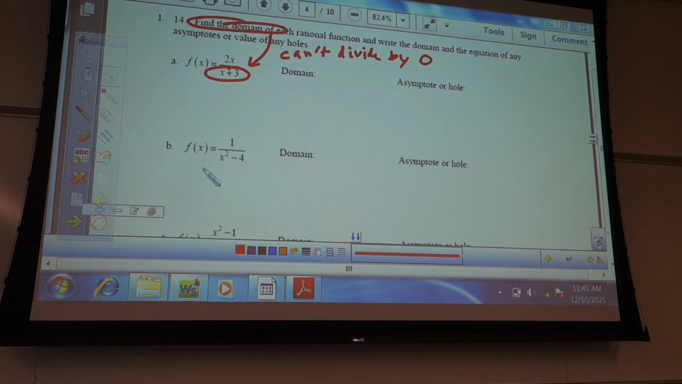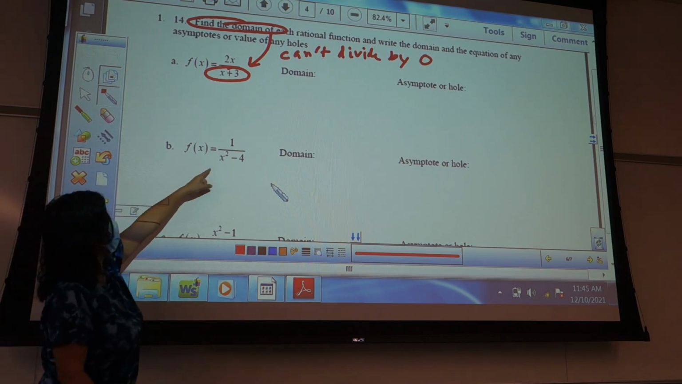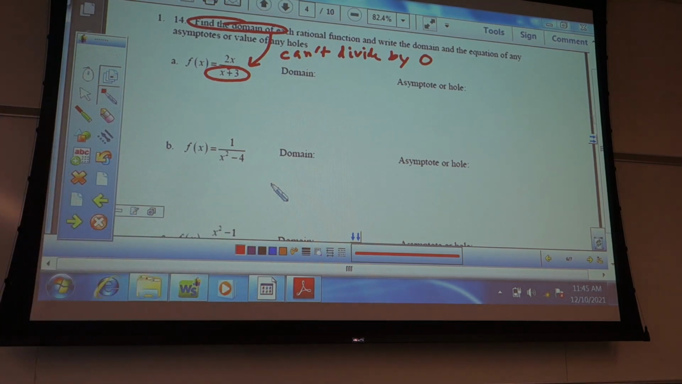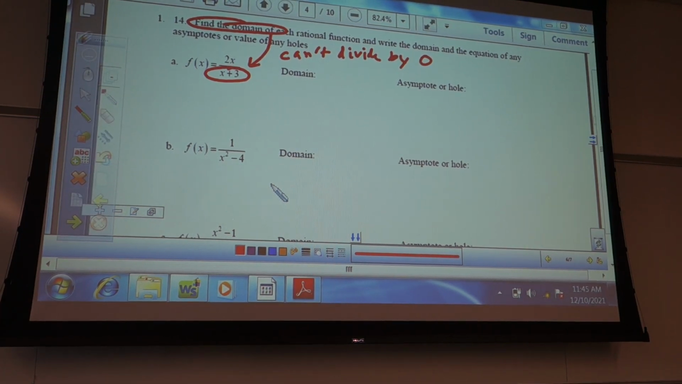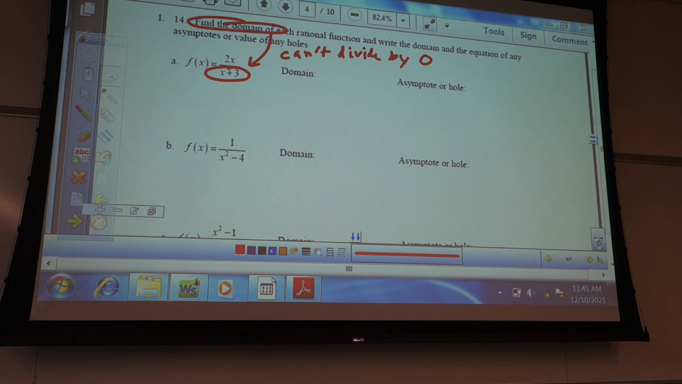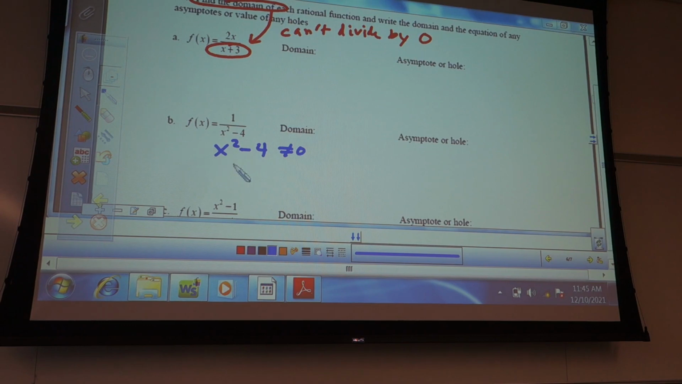Let's look at B. We did A already. What can x not be? So how would you set that up? This can't be 0. What can't be 0? X squared minus 4 can't be 0. So that means you have to factor x squared minus 4.